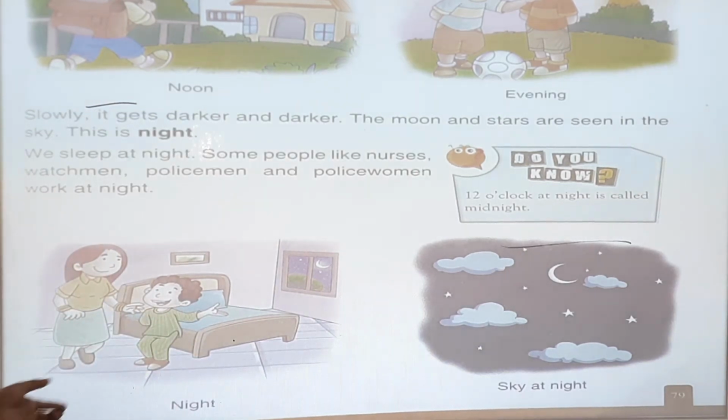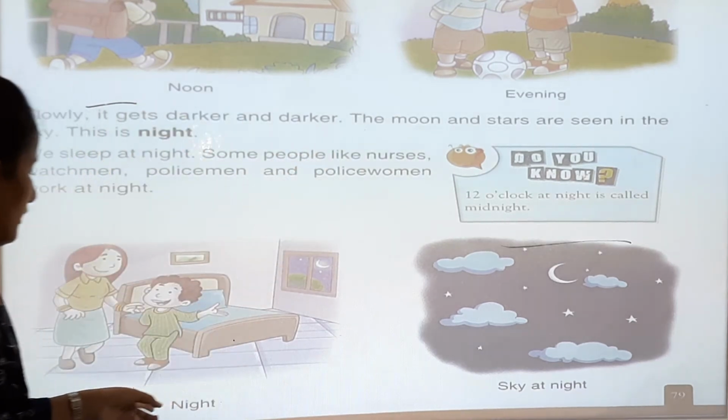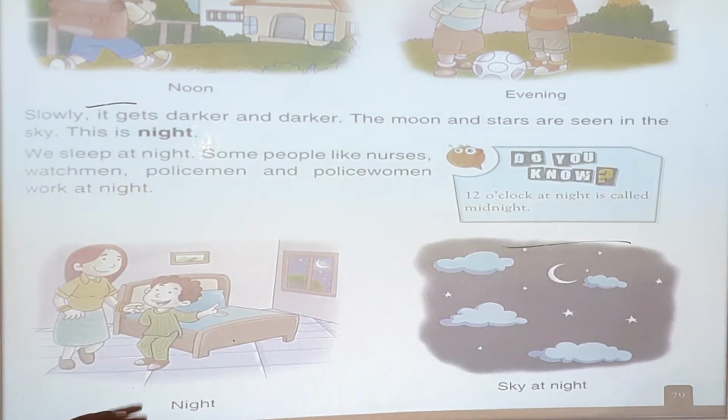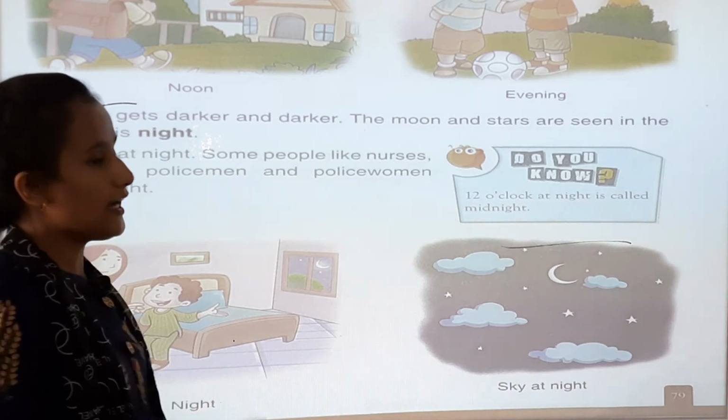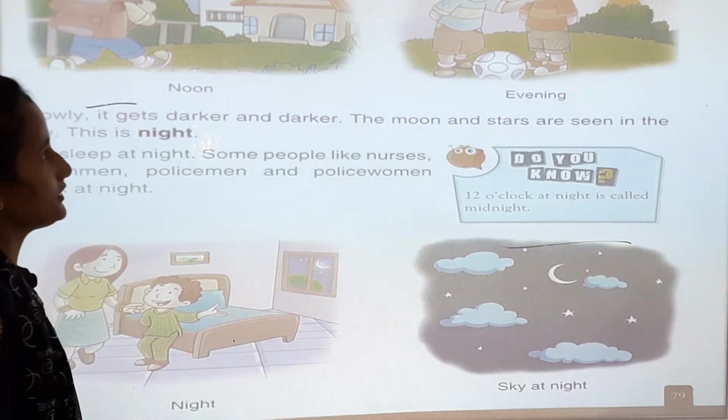Now you can see the pictures: noon, evening, night and sky at night. You can see the stars and the moon at night. At night time you can see this.